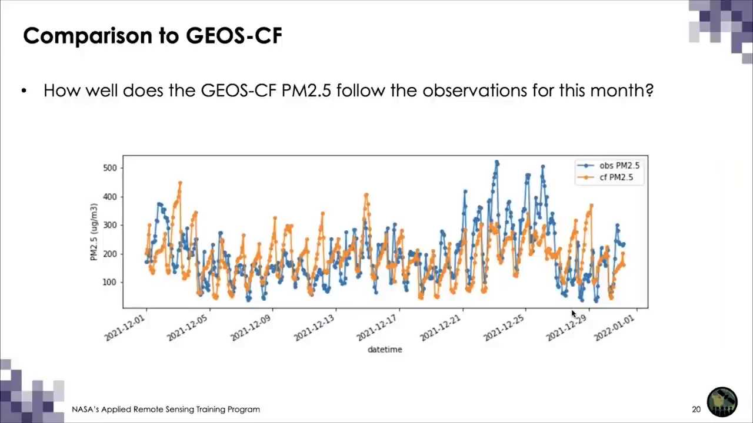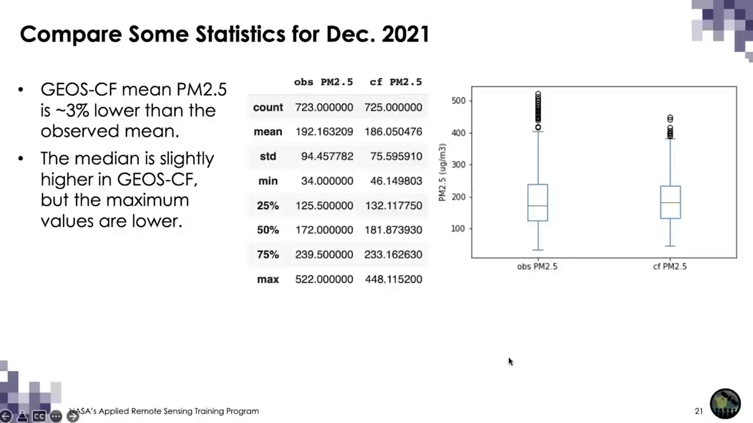We can now compare the time series of PM2.5 from GEOS-CF, shown in orange, with the observed PM2.5, shown in blue, to see how well GEOS-CF captures the temporal variability at this station. We could summarize the distribution of the observed versus modeled PM2.5 in terms of the mean, percentiles, minimum and maximum values shown in this table and in the box plot.